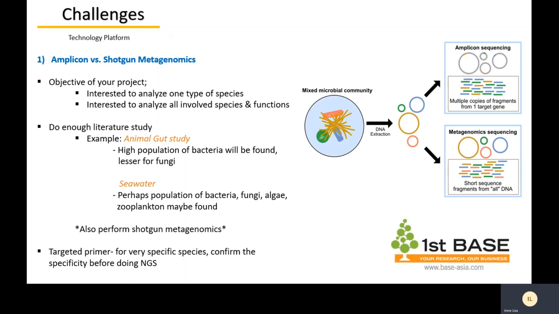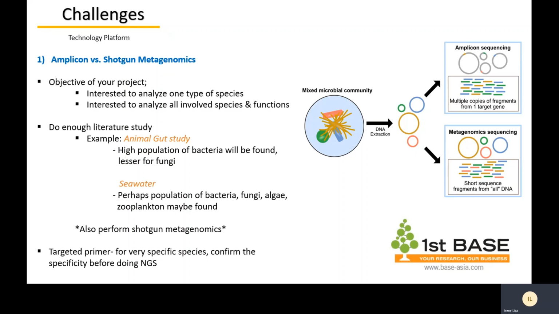So for example, you have an animal gut study. You know when it comes to animal gut, there will be a high population of bacteria and fewer fungi. So unless your objective is to figure out what kind of fungus, then yes. But if you just want to study the bacteria, but you use different targeted primers, then perhaps you will not get what you want. So that is the reason why you need to do a good literature study, know what is the region that you want to sequence, what is the microbe that you want to look into. So these are very important.